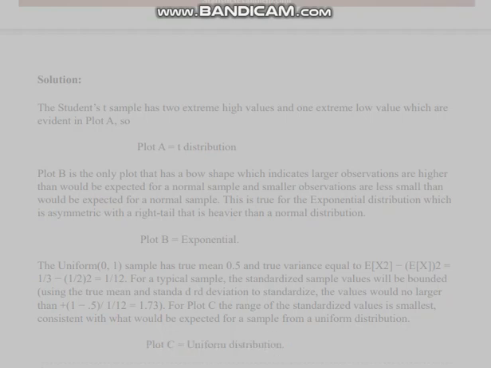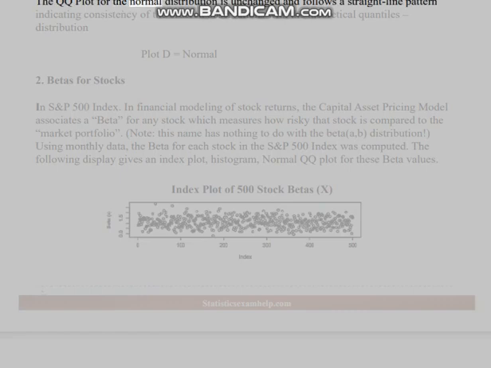The QQ plot for the normal distribution is unchanged and follows a straight-line pattern, indicating consistency of the ordered observations with the theoretical quantiles distribution. Plot D equals normal.